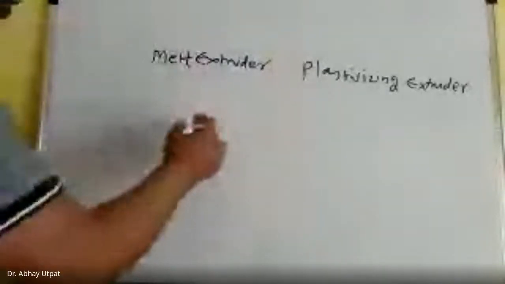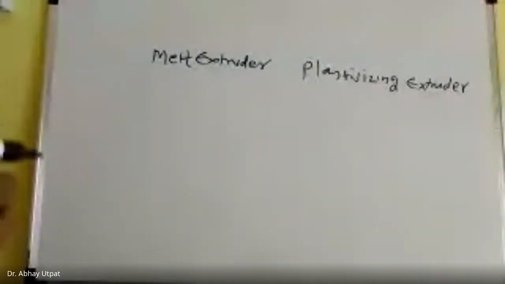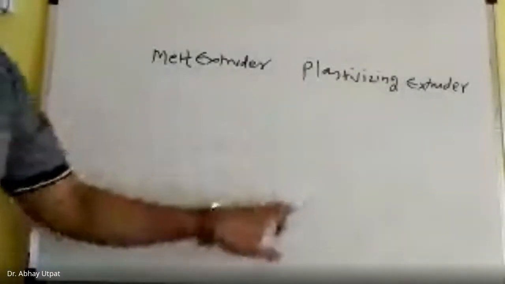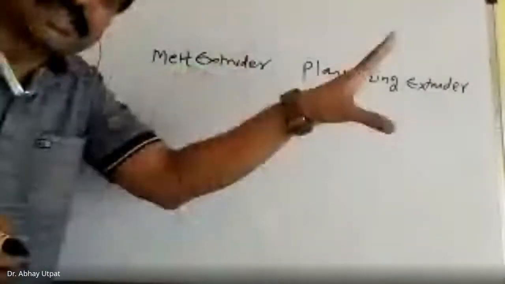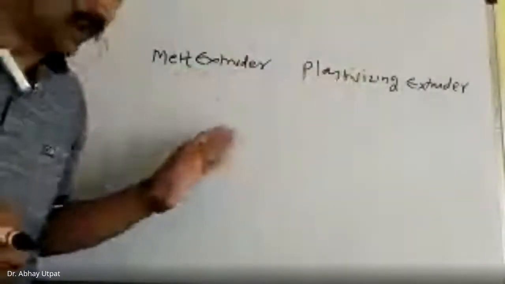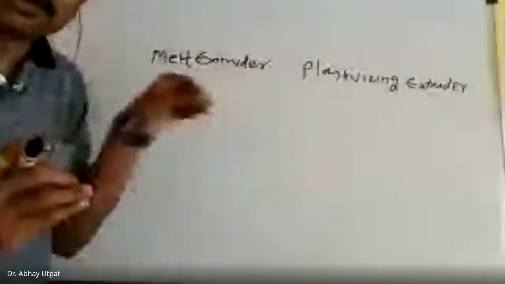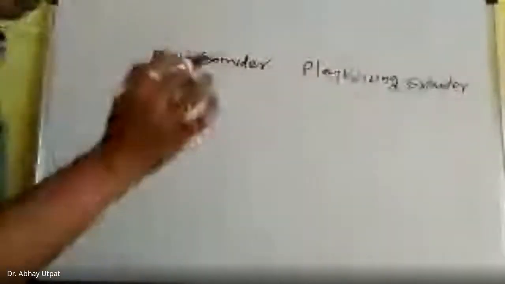You may feel it is similar to injection molding. See the difference. In injection molding, whatever nozzle is there, outside that nozzle there is a die, and inside that die your plastic is injected. But here in the extruder, as soon as the product comes out through the extruder, that is your final product. It is not going inside some die. Remember this, students get confused sometimes.